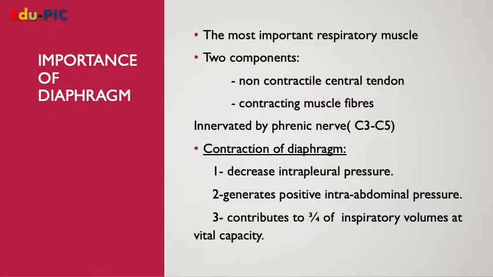Importance of diaphragm. Diaphragm is the most important inspiratory or respiratory muscle. It contains two components, non-contractile central tendon and the contracting muscle fiber. It's innervated by the phrenic nerve coming from C3 to C5. Contraction of the diaphragm decreases the intrapleural pressure, generates positive intra-abdominal pressure, contributes to 3/4 of the inspiratory volumes at vital capacity.